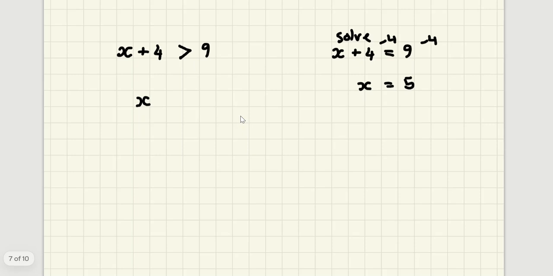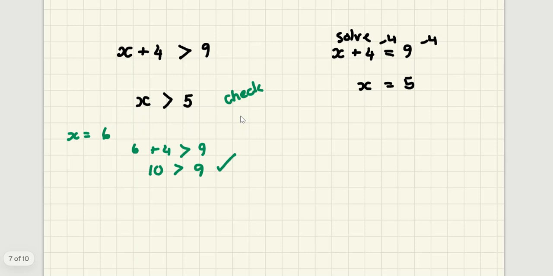So we can use that here and say, if x equals 5 makes 9, and I need a number greater than 9, I'm going to need a number greater than 5. What I would always do with inequalities is check with a number greater than 5. So check with x equals 6, okay? 6 plus 4 should be greater than 9. Well, 10 is indeed greater than 9, so I'm good to go.